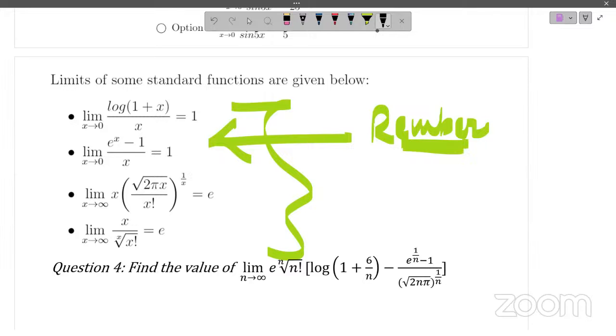So use these limits. The concept is still the same, that you should reduce your given function into the form of these limits so that you can apply limits in terms of addition, multiplication, scalar multiplication, something like that. So try to solve it. I'll give you 5 minutes, 10 minutes.